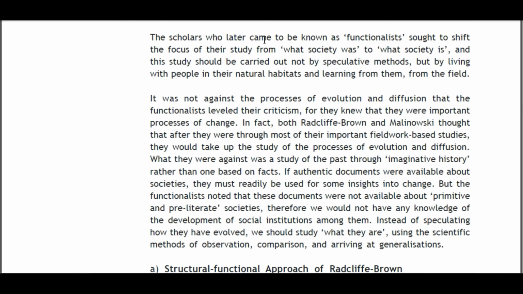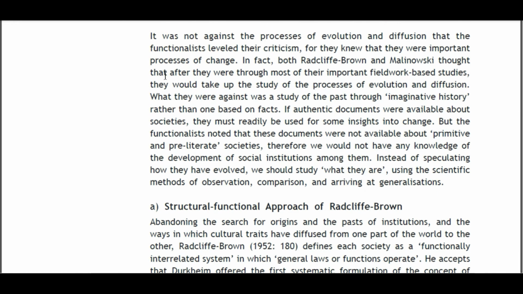The scholars who later came to be known as functionalists sought to shift the focus of their study from what society was to what society is, and this study should be carried out not by a speculative method but by living with the people in their natural habitats and learning from them in the field. It was not against the processes of evolution and diffusion that the functionalists leveled their criticism, for they knew that they were important processes of change.